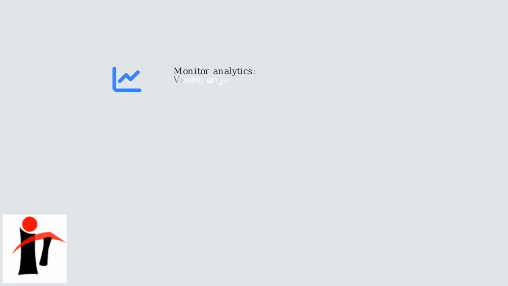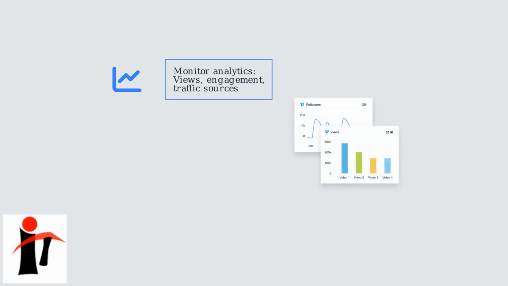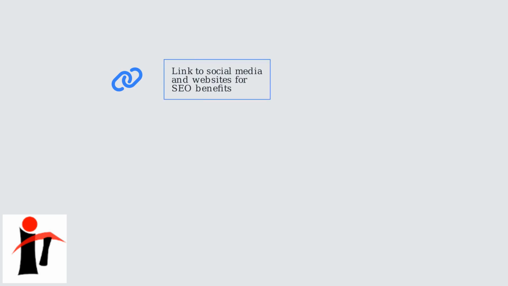Monitor views, engagement, and traffic sources in Vimeo's analytics. This data helps you understand what's working and what might need improvement before deletion. Link your Vimeo videos to social media and websites for indirect SEO benefits. This creates backlinks and increases your content's discoverability across platforms.